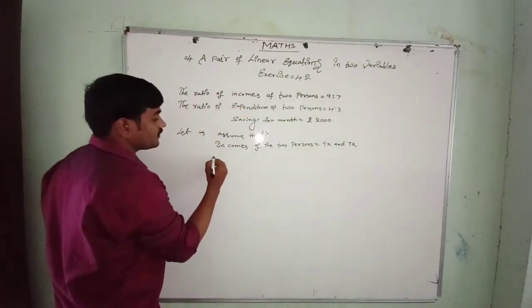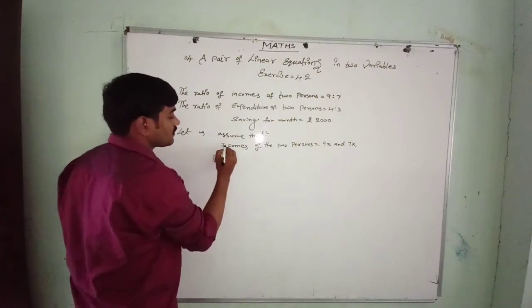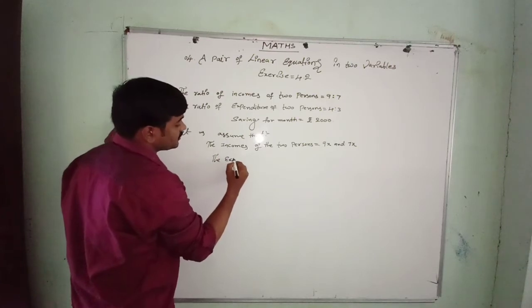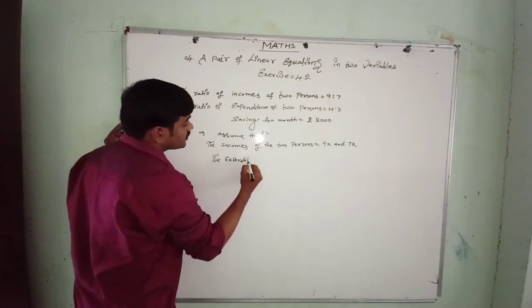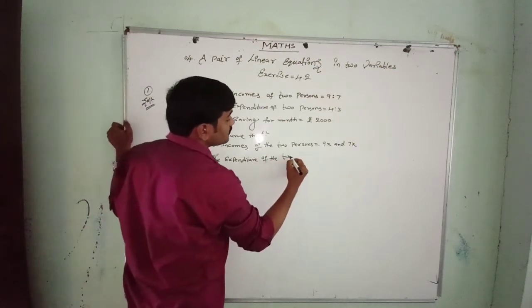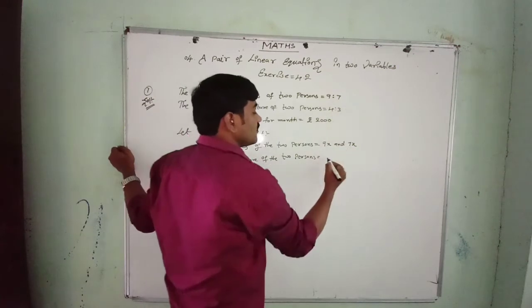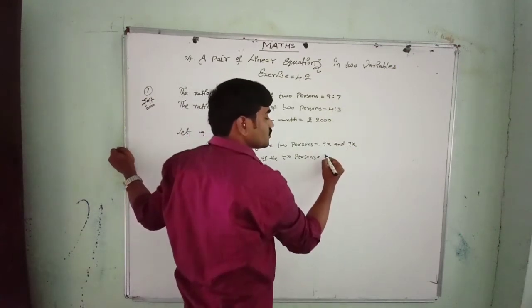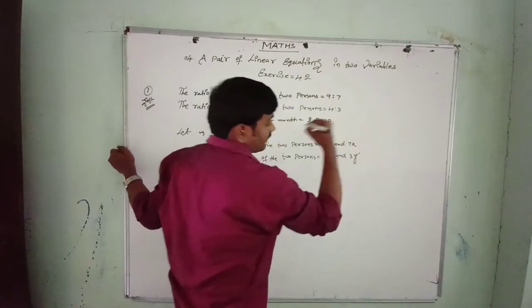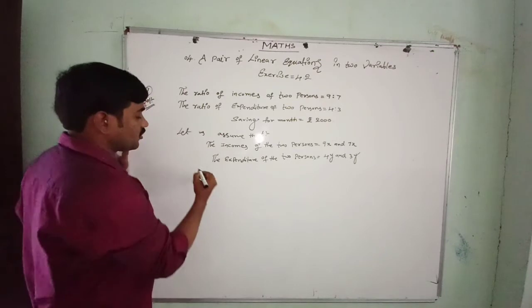Then the expenditures of the two persons, what will be the expenditures? We assume the expenditures like y, so it is 4y and 3y. It is 4:3.